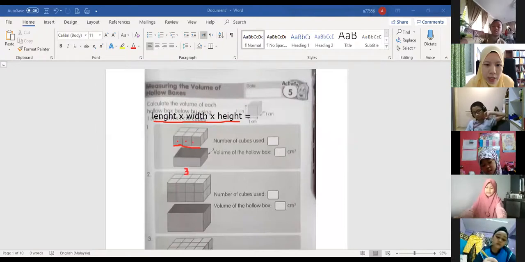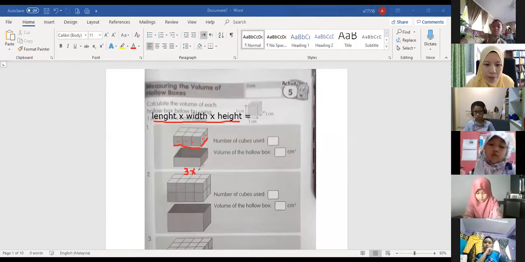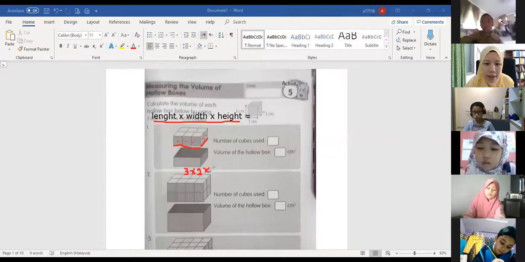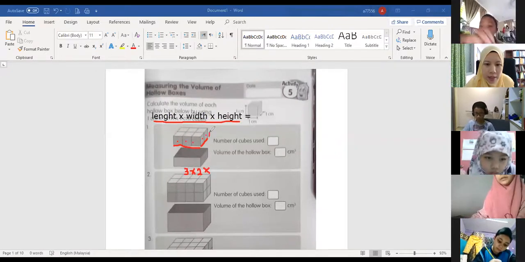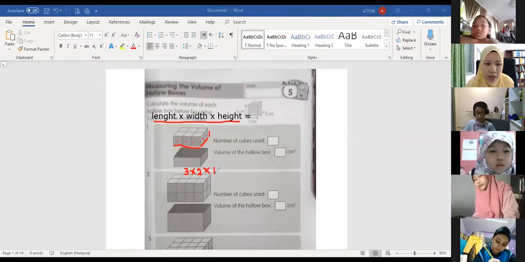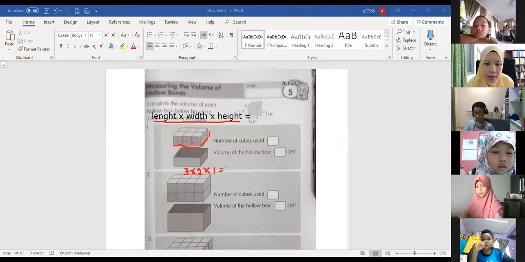Okay, what is the width here? Okay, the width here 1, 2. So you have to write width 2. So next, what is the height here? Height ni kat sini, 1 je. So the answer here 6. Answer here is 6.